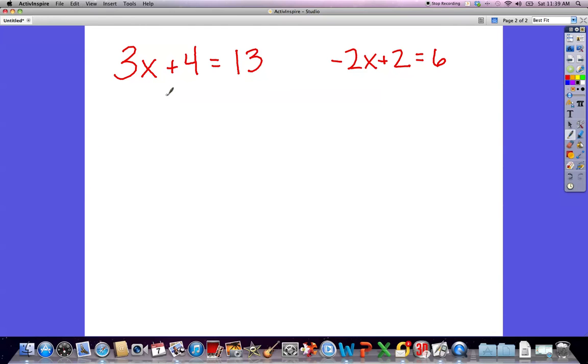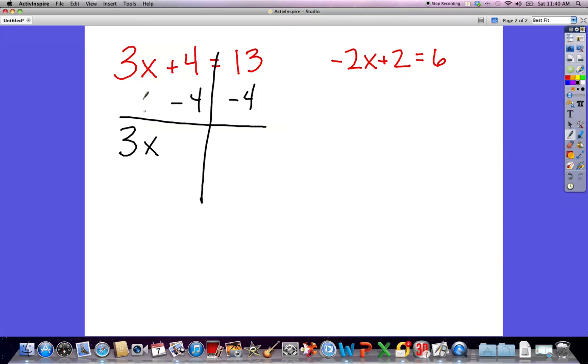Okay, welcome back. You should have subtracted 4 from both sides here. Subtracted 4 there. You would have gotten 3x and nothing left here equals 9. 3x equals 9. And then you would have divided by 3 on both sides and gotten x equals 3.